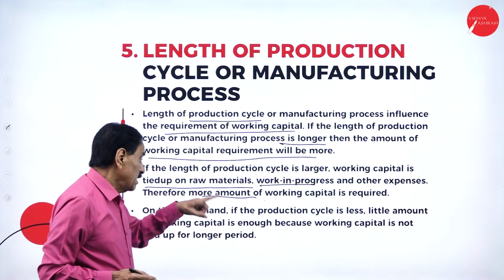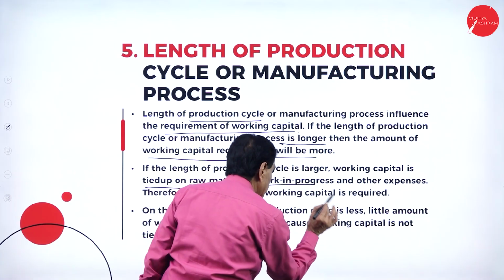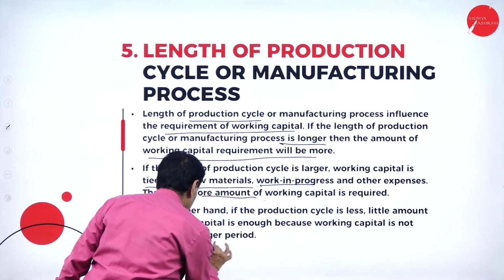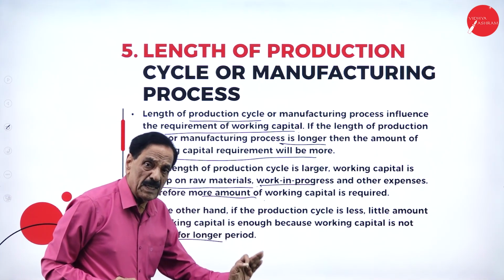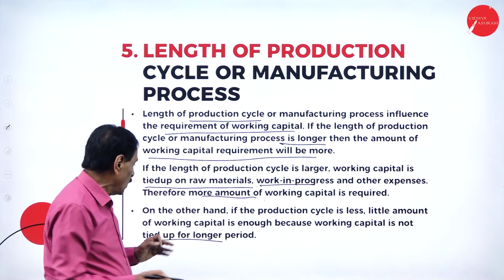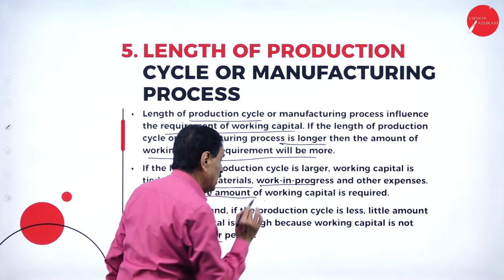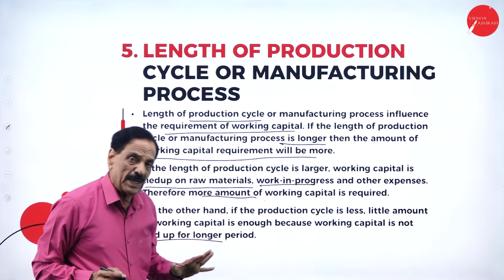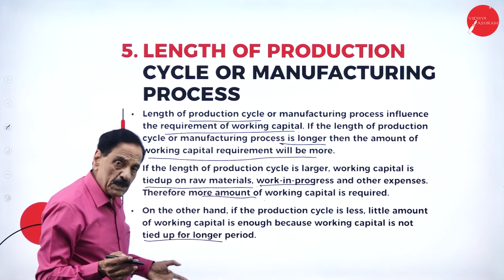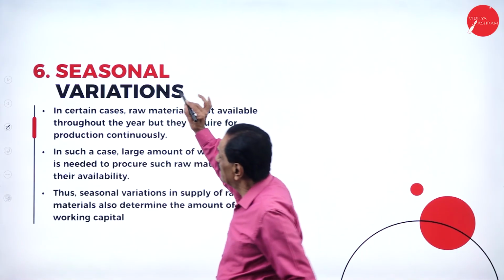On the other hand, if the production cycle is shorter, a little working capital is enough because working capital is not tied up for a larger period. This is important. If the amount is tied up in raw material, work in progress, and other expenses, we require more working capital.